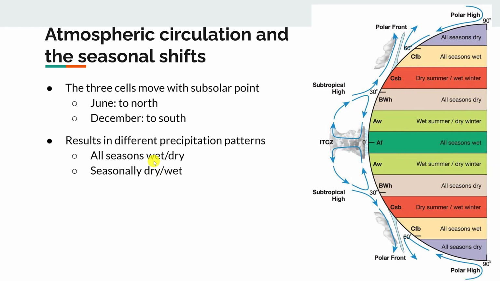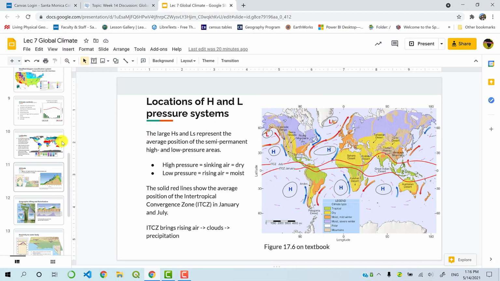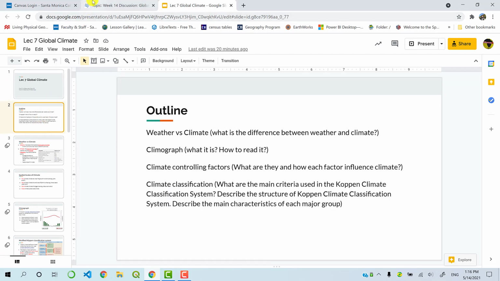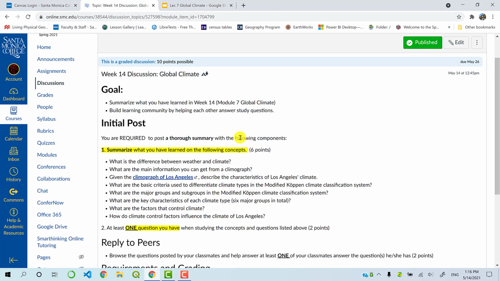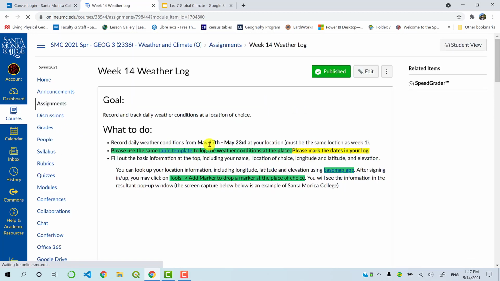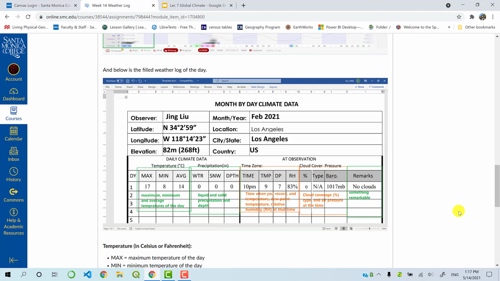All right, I believe that is everything you want to study in this chapter, in this lecture. Focus on the questions I posted on the discussion board and also the study guide questions. On the study guide page, you also have a lot of videos. These are weather logs.